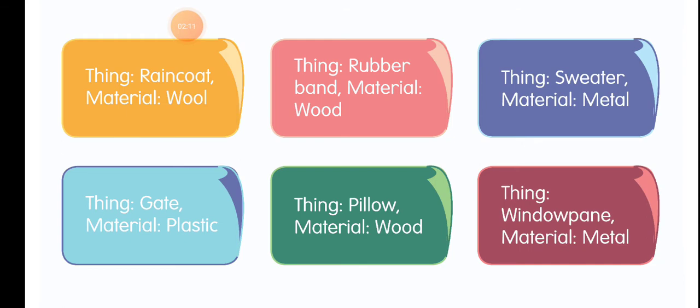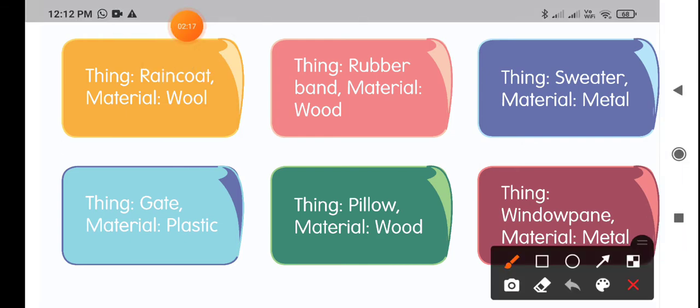And rubber, the thing is rubber and the material used is wood. To make the rubber, can we use the wood? No. We have to use rubber only to make the rubber materials. Rubber band. To make rubber band, we need rubber only. We could not make it from wood because it cannot stretch. It is not having flexibility to make the rubber band.